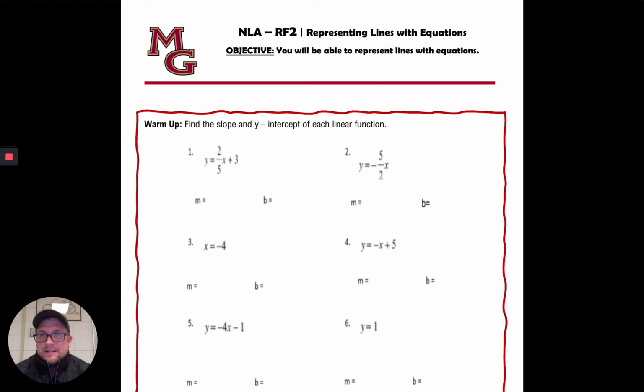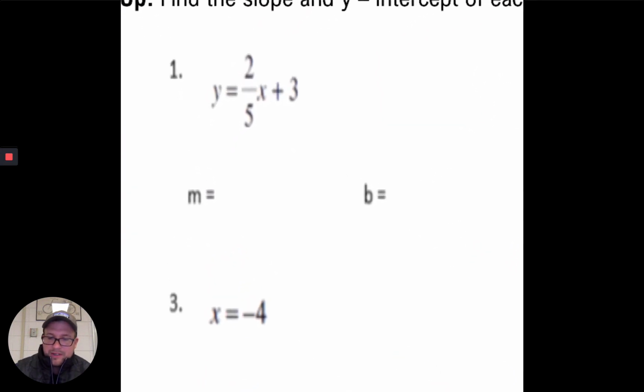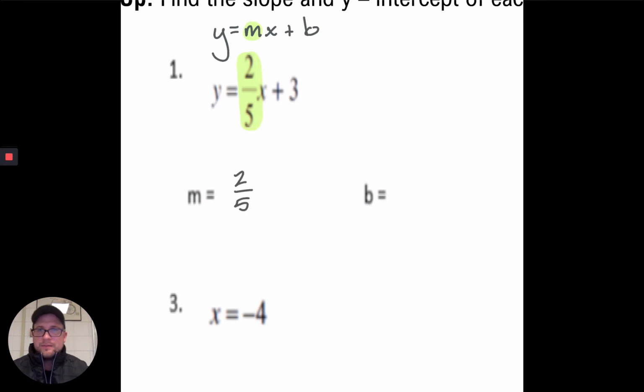It says find the slope and the y-intercept of each linear function. Now, looking at this first one, this might serve as a little bit of a reminder and get the wheels kind of greased a little bit. Remember, when this is in slope-intercept form it is always y is equal to mx plus b. And that m represents our slope. So in this situation, we can see that our slope is located right here, 2/5. That will be our slope that we can write right there.